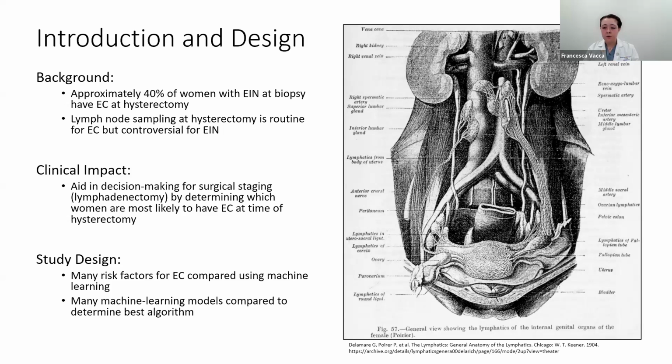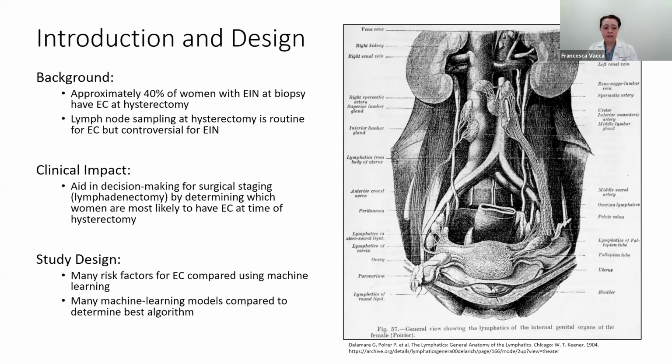When a hysterectomy is done for removal of endometrial carcinoma, typically lymph node sampling for staging is done. However, when a hysterectomy is performed for EIN, that lymph node staging is a little bit controversial. If cancer is found, having those lymph nodes will help stage that tumor. However, if cancer isn't found, they're not as much use, and they increase the risk of surgical complications such as bleeding, infection, or lymphedema. So the goal of this paper was to help in aiding surgical decision-making to determine which women with EIN are most likely to have endometrial carcinoma at the time of hysterectomy.